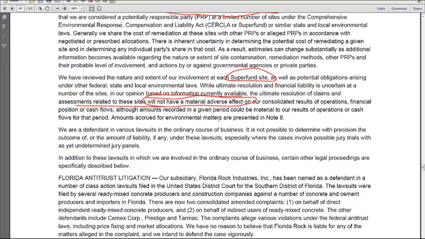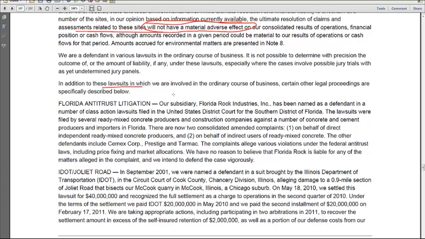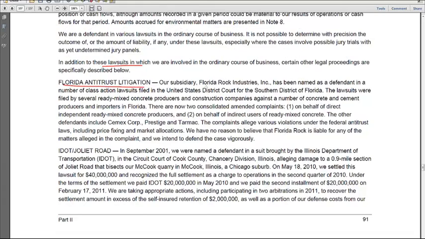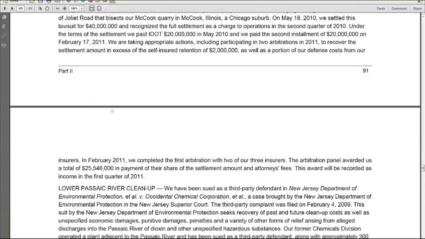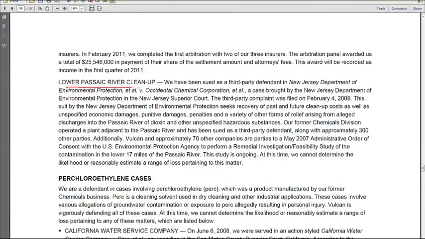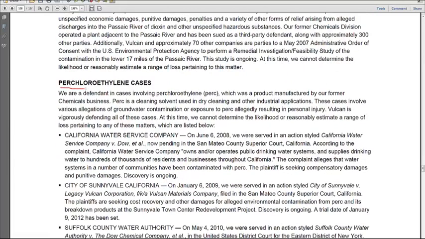Now, that's as of what they know right now, but of course things could change, and all of a sudden, the Superfund site, they could find even more bad chemicals, and this could turn into a big liability at some point in the future. So this is something you want to keep an eye on. Then Vulcan has been subject to lawsuits. So there's Florida antitrust litigation regarding Florida Rock. There's a problem with the IDOT Joliet Road in Illinois where they may have damaged it with some of their operations. There's the Lower Passaic River cleanup in New Jersey. There's the usual perchloroethylene cases that all companies seem to run into.